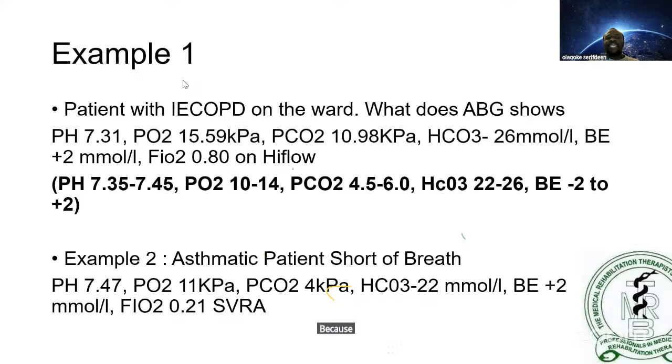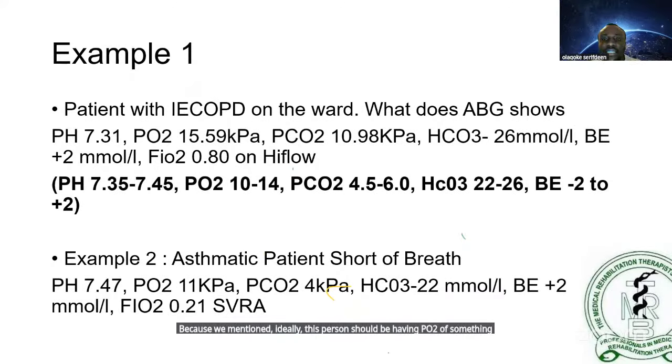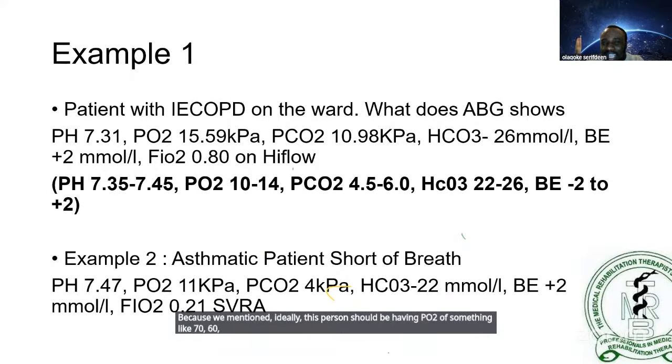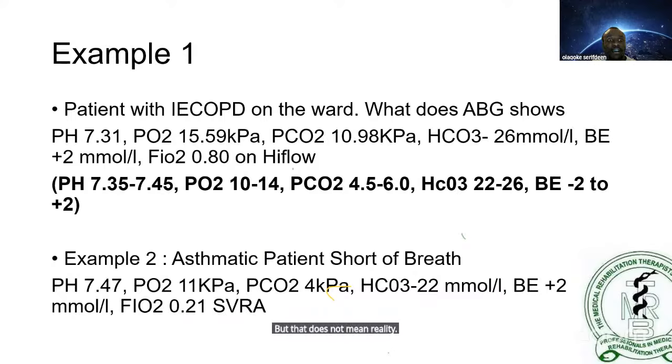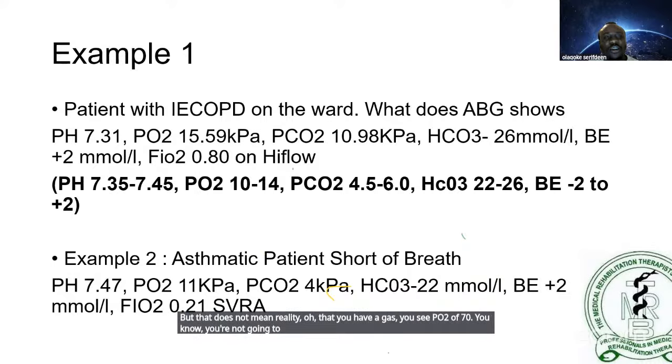Because we mentioned, ideally, this person should have a PO2 of something like 70, 60, even though it's just a rough estimate. It's just to tell you that their oxygen should be that high with somebody on 80. But that does not mean that in reality they should have a PO2 of 70. No, you're not going to see that actually. It's just an estimate, to tell you they need to be as high as possible. That is what that means, if that makes sense.